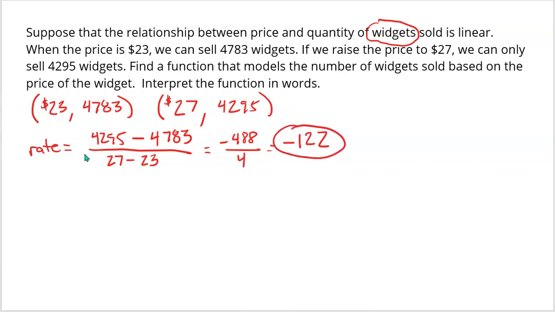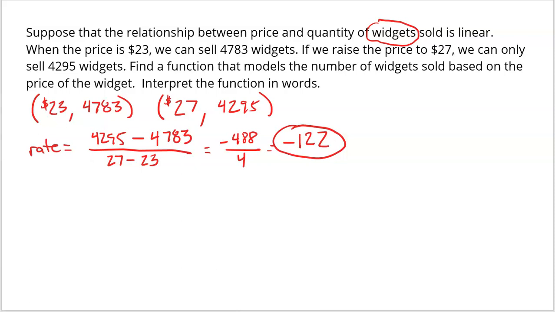So that's my rate of change. That means for every $1 I up the price of my widget, I'm actually going to sell 122 fewer of them. That's a pretty big change there for every $1 extra.